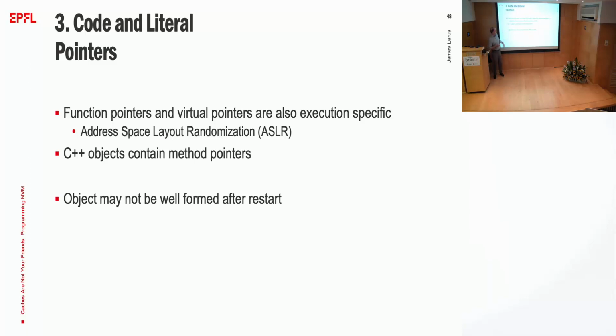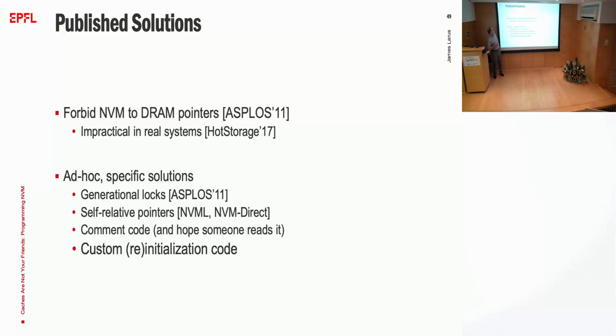So what do we do? Well, we're going to have to go fix up these C++ objects with method pointers. So what are the favorite solutions? Well, you basically say you're not allowed to store pointers to DRAM in non-volatile memory. Forget it, absolutely. The problem goes away if you can't do that, right? Okay. There was a paper published. It doesn't really work very well, of course. Programmers want to use pointers to DRAM.